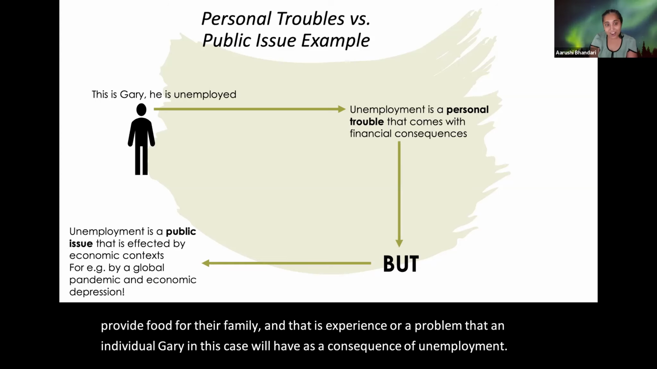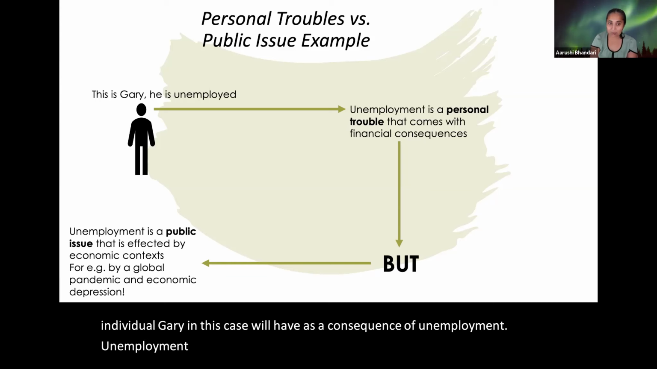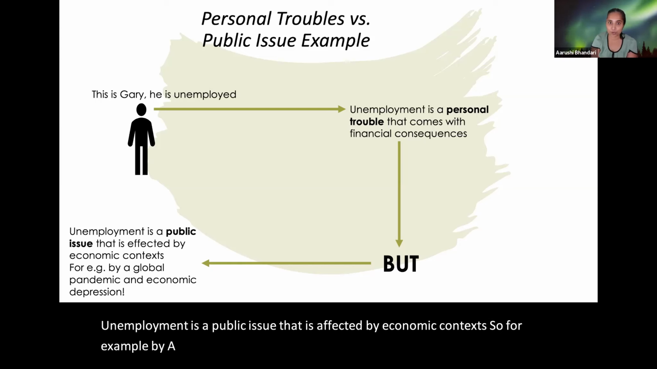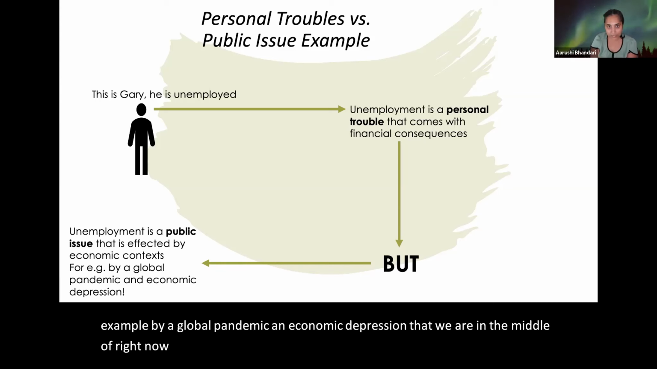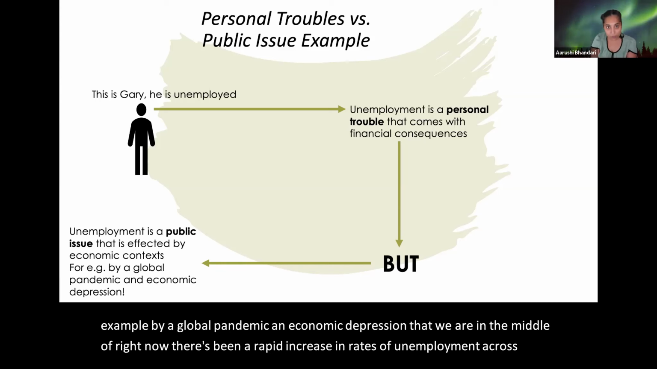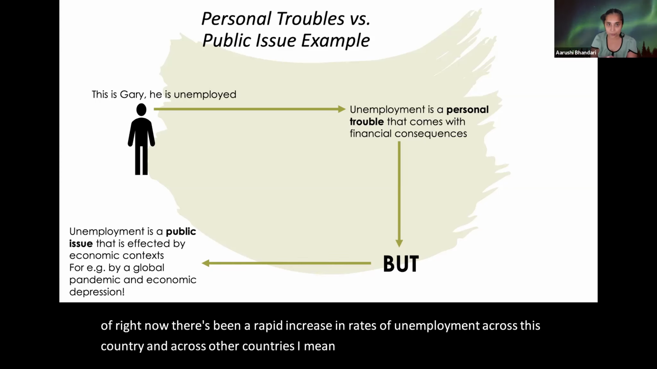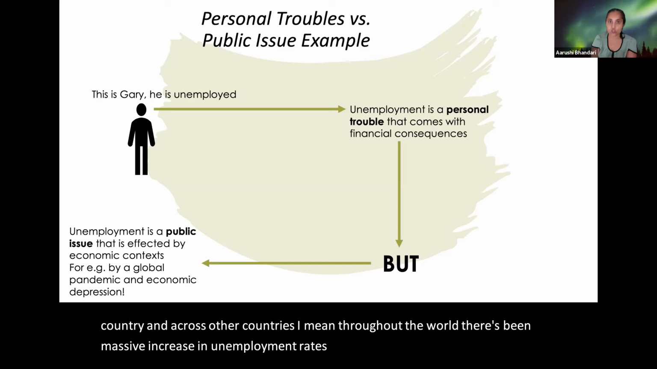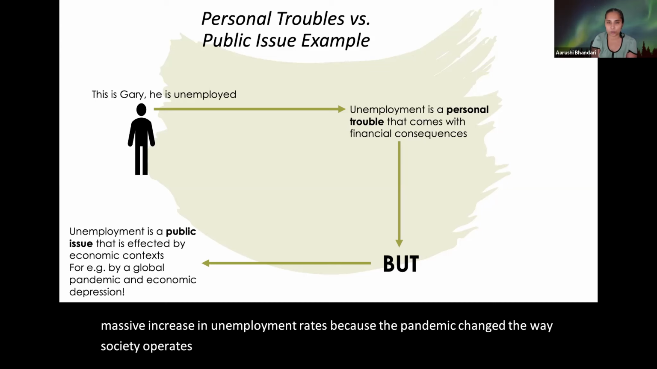However, unemployment is a public issue that is affected by economic context. For example, by a global pandemic and economic depression that we are in the middle of right now. There's been a rapid increase in rates of unemployment across this country and across other countries. Throughout the world, there's been a massive increase in unemployment rates because the pandemic changed the way society operates. And as a result, many people lost jobs.